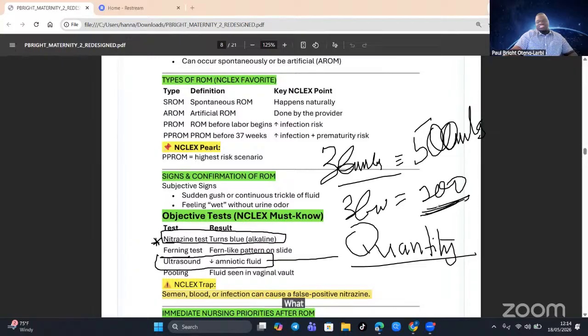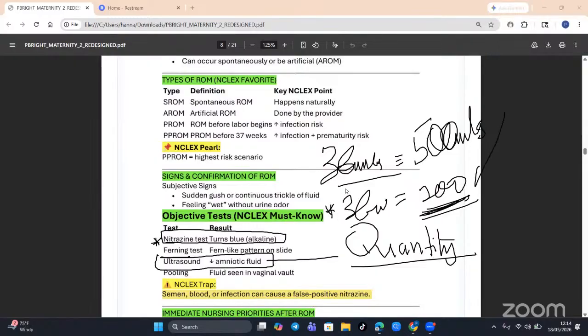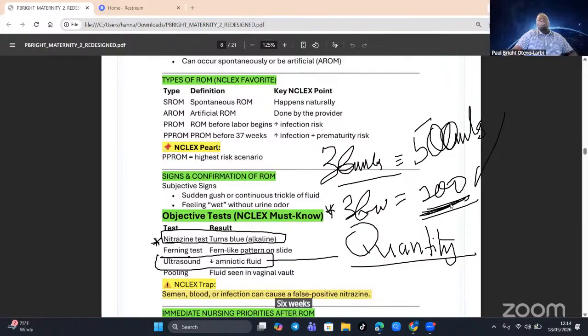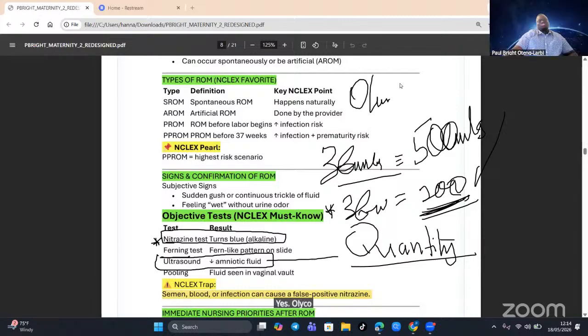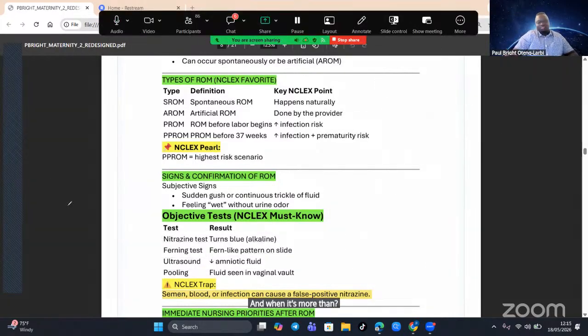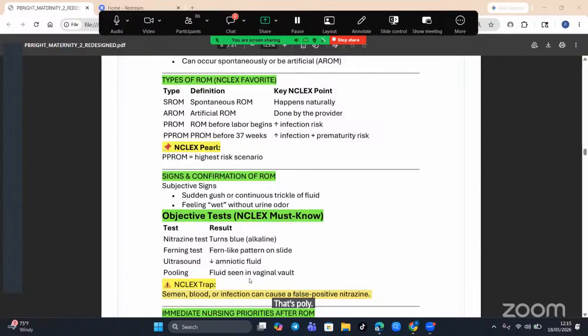What is the diagnosis? Yes, Mercy, shoot. Please, come again. 36 weeks. I have only low amniotic fluid. What is the diagnosis? Oligohydramnios. Yes. Oligohydramnios. And when it's more than, that's poly. So all these things you should know.